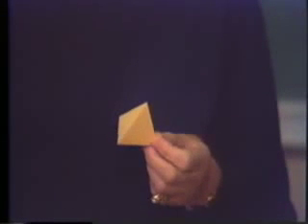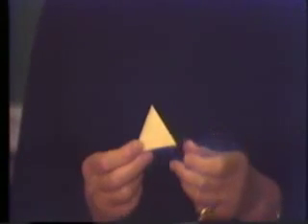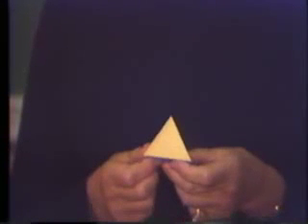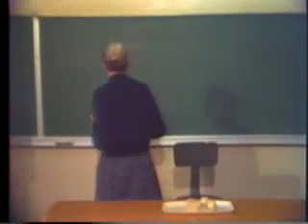Now this one has the fewest possible number of faces that will enclose a space: it has 4 faces, and each face is an equilateral triangle. 4 faces, and so it's called a tetra. Tetra means 4, tetrahedron.